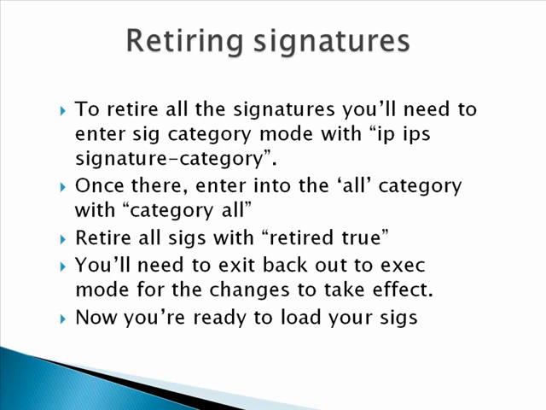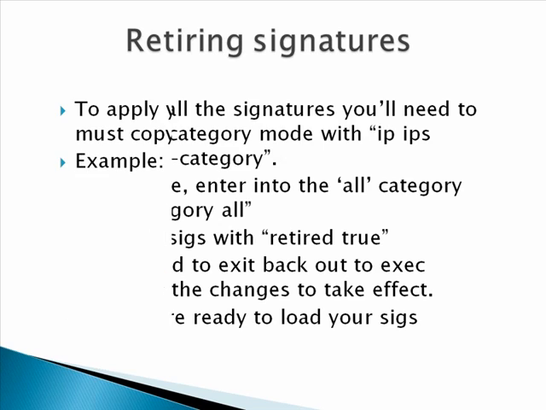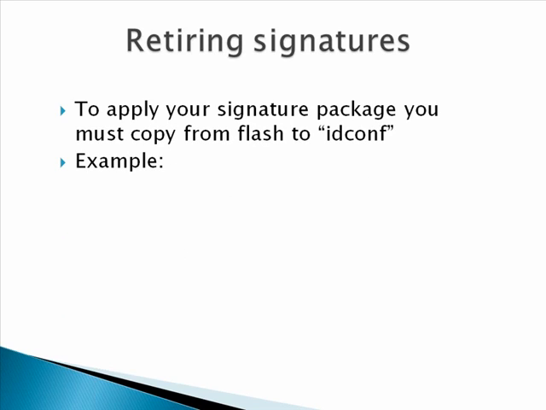So once we've retired all of our signatures, we're ready to load up our signature package. And this has been the source of much confusion. Looks like I don't even have an example here, but it's using the copy command, and you copy from your signature file to the destination of IDConf. Basically, IDConf is the running configuration of the iOS IPS. So you copy the static signature file to IDConf.